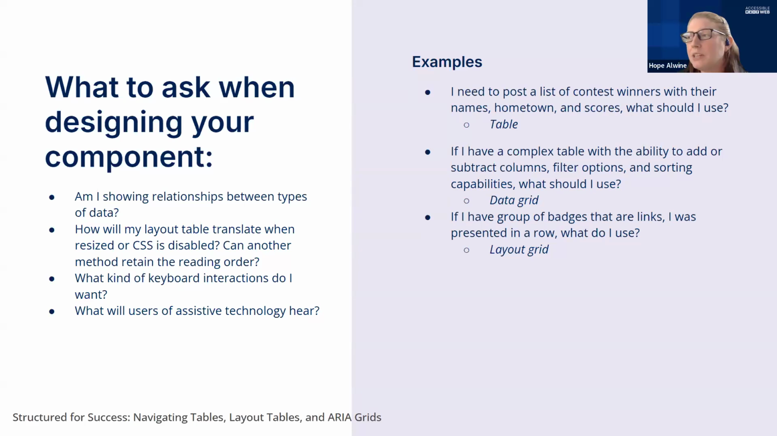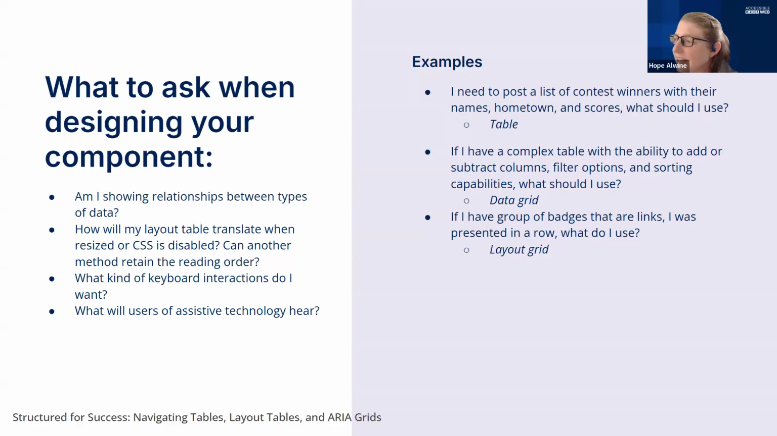So let's say you need to post a list of contest winners with their names, their hometown, and scores. What would be the best option? I would definitely go with just a regular static table for this one because it sounds like there's not a lot of interactivity. You just need to have that data right there. Next, if I have a complex table with the ability to add or subtract columns, and I need filters and sorting capabilities, what would I use? That is a great example of using a data grid because you have so many more options to make that an interactive component within your website.